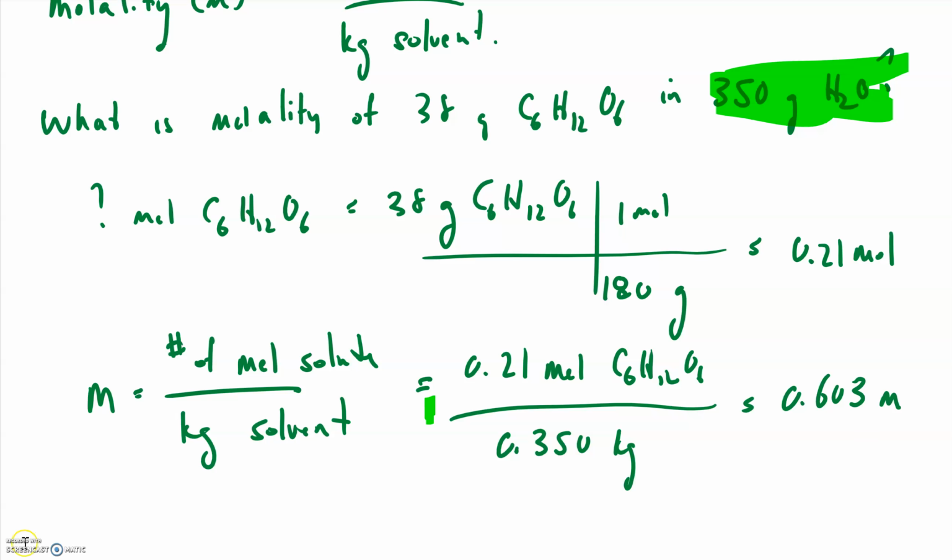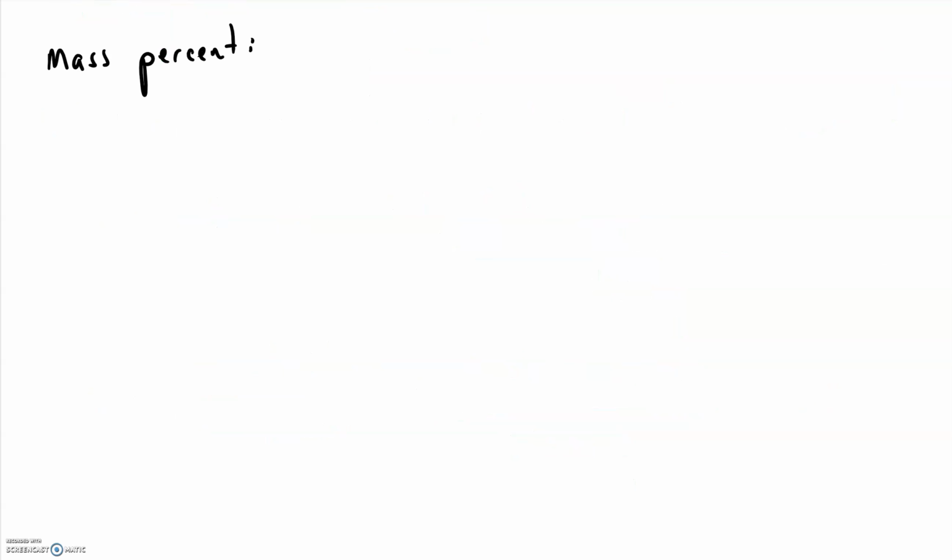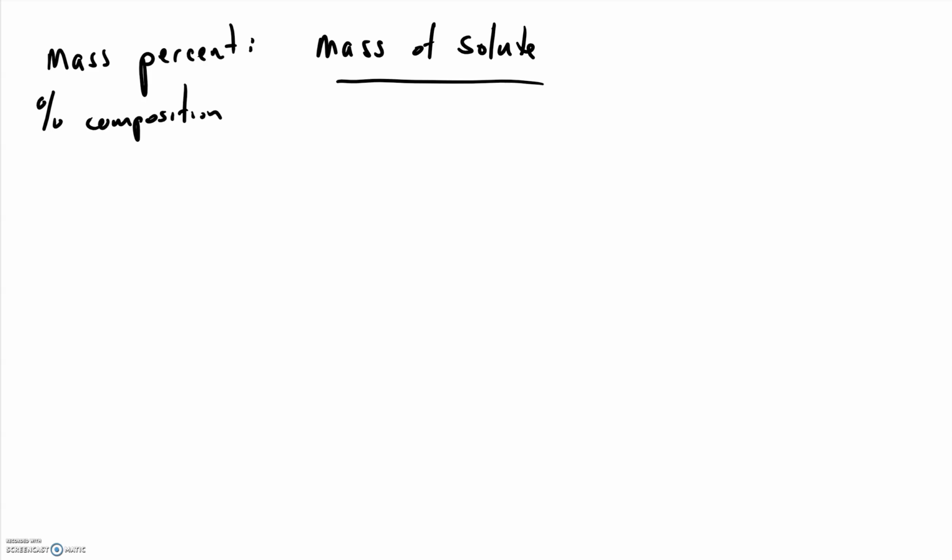So here's a few that we might not have seen. Alright, this one's called mass percent, and it is something we've seen before. We did this in honors chemistry. We called it percent composition when we were doing it last time, and it's pretty straightforward when we're talking about a solution. It is simply the mass of solute divided by the mass of solution, and then we're going to divide that by 100 to get it into a percent.